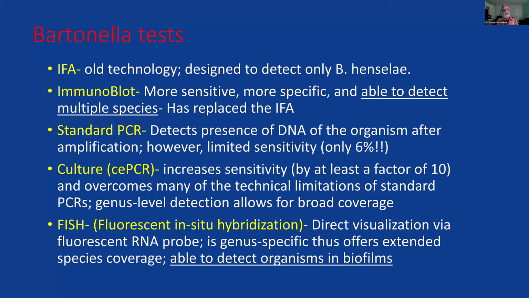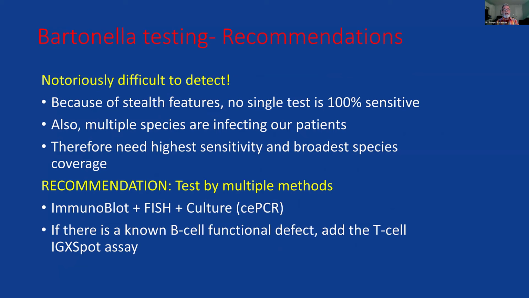Because it's so difficult to detect Bartonella, the testing is not 100% sensitive. They call it a stealth organism for that reason. And because so many different species are potentially infecting the patients and co-infected with more than one Bartonella, you really need to use multiple methods. And this is where you're going to use the immunoblot as an indirect test, plus the FISH and culture as a direct test. If there's a B cell functional defect, you're going to add the T cell assay.